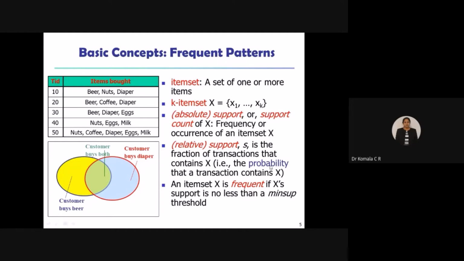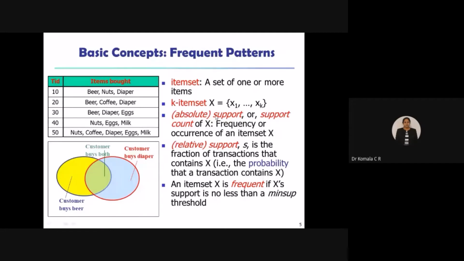Next, what else do we have? We also have to come across 2 more definitions here. We should know what is absolute support. Another name for absolute support is support count. I also have another definition, relative support. Let us see what is absolute support and what is relative support here.